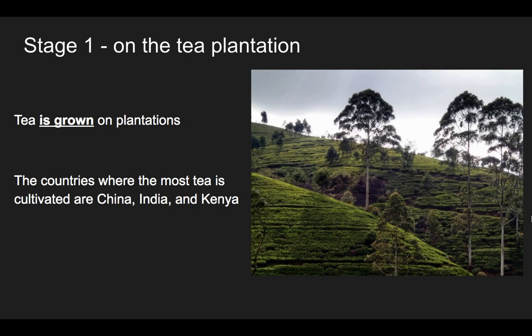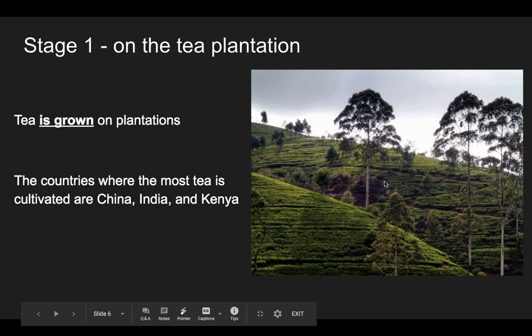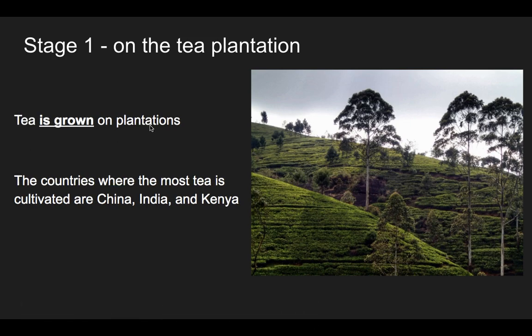So stage 1, on the plantation. So tea is grown on plantation like this. It's grown on plantations. Passive voice, is grown. Past participle of to grow.